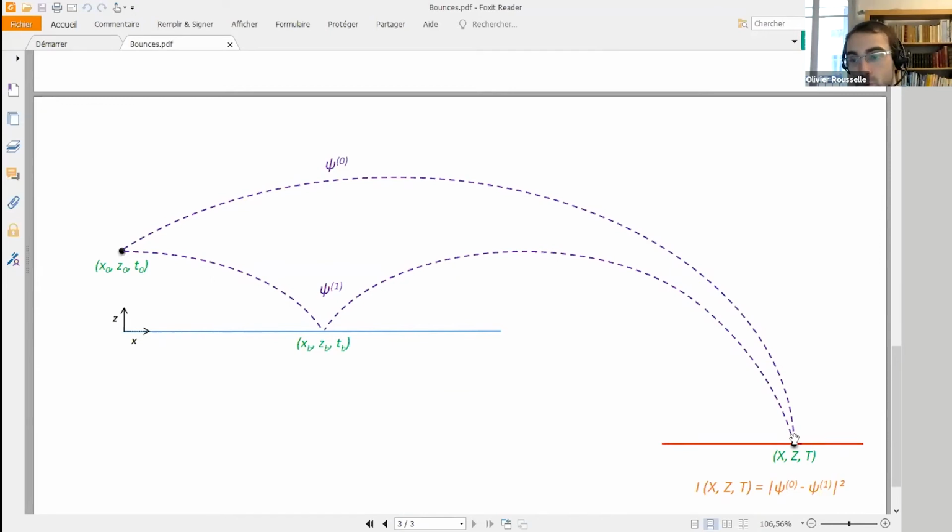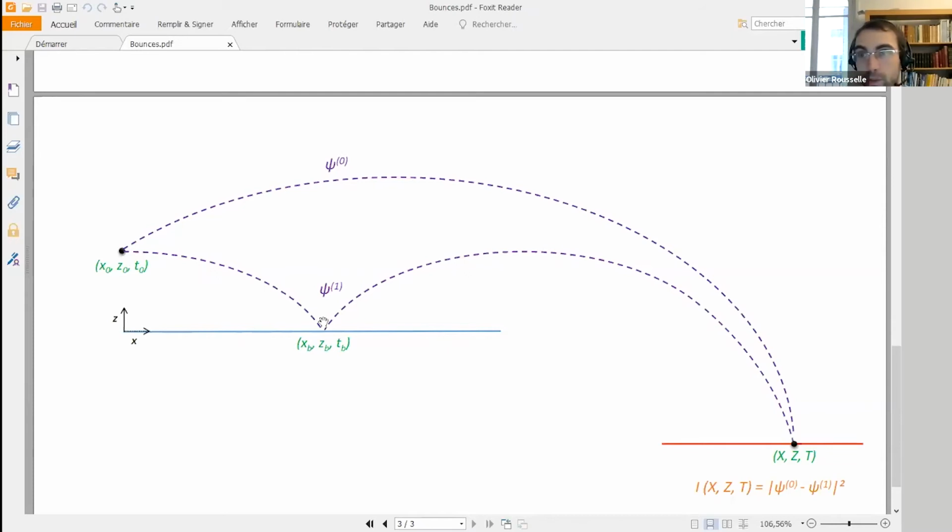If you want to reach a certain point characterized by the position x, z, and t, you can reach it with a direct trajectory, psi0, or by a trajectory with one bounce, characterized by the wave function psi1. So you have those 2 wave functions, 2 trajectories, which interfere at the end, and the intensity is given by psi0 minus psi1, squared. There is a minus sign because during the bounce there is a phase shift of the wave function of a factor pi.